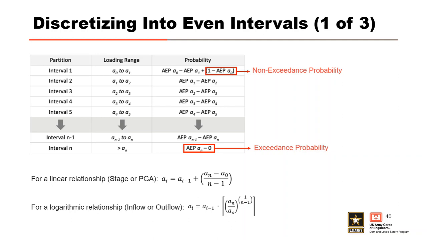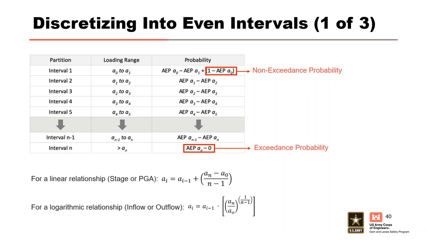The table in this slide illustrates the discretization process and how to calculate the probability for each partition or interval. The table shows how non-exceedance and exceedance probabilities are accounted for. The non-exceedance probability, as we just discussed, is added to the probability of the first interval. The exceedance probability is accounted for in the last interval and is simply the probability of exceeding the last load used to define our loading curve.